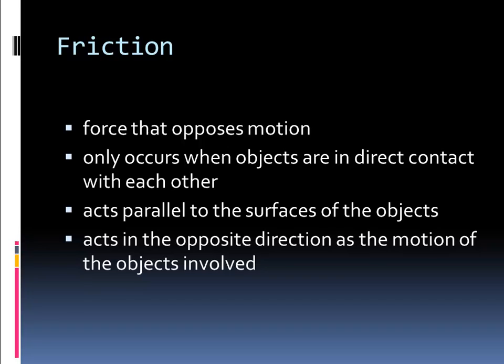Now, we're all familiar with friction. We use the term a lot, and it's something that opposes motion. And this only occurs when objects are in direct contact with each other. It also acts parallel to the surface that the objects are moving on, and it acts in the opposite direction of the motion. So let's say that the object is moving east, friction will be pointing west.